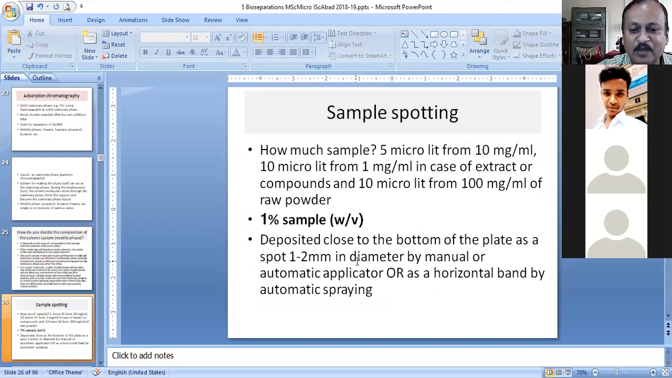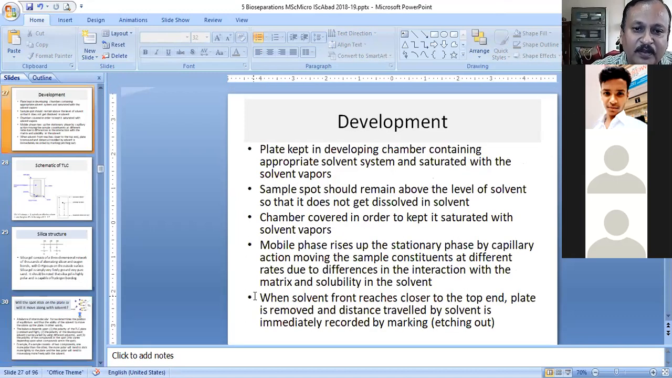Now this sample is deposited close to the bottom of the plate, and as I told you that when you place the plate in the reservoir of the mobile phase, okay, solvent system, then the solvent system actually should not dissolve your spot. Okay, so spot should be slightly higher than the level of the solvent, right? Okay, and then what you do, place your plate in the solvent reservoir or in the container which contains the solvent system, and keep it for some time.